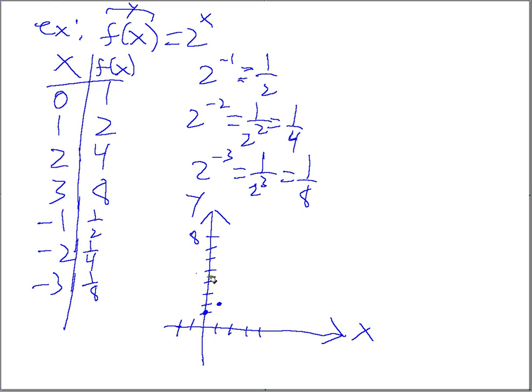Keep that in mind. But anyways, let's plot these points and see what the rough sketch looks like here. So (1, 2), (2, 4), (3, 8), all the way up here, roughly. And let's try some negative values for x. Negative 1, 1/2 is roughly here. And negative 2, 1/4. Again, it heads towards 0, but it stays above 0.